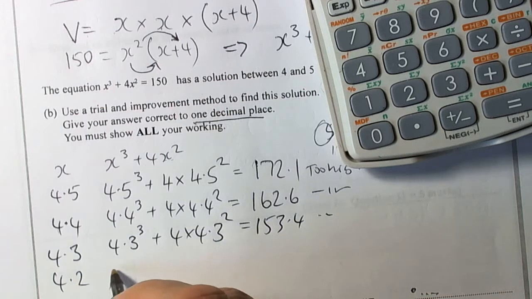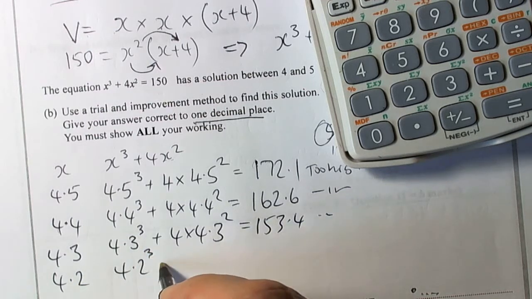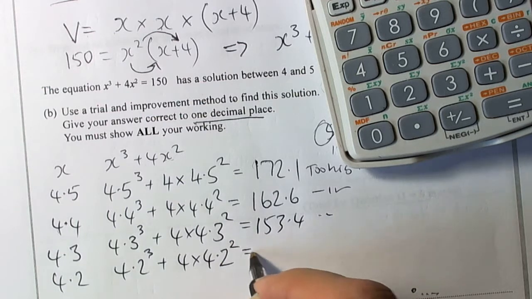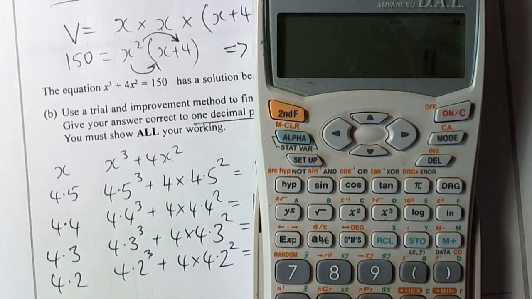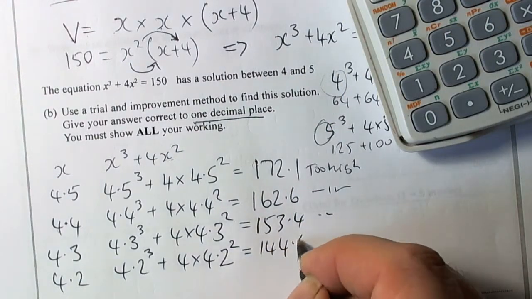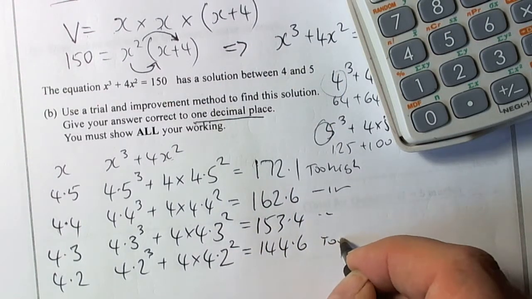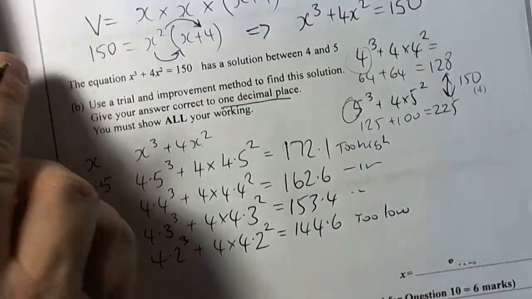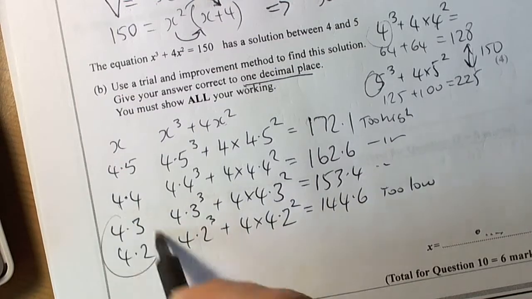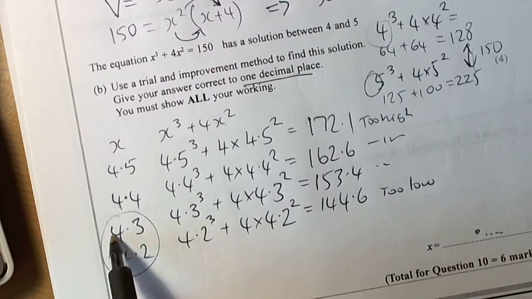So I suspect when we do 4.2, we're going to find it's too low. So 4.2 cubed plus 4 times 4.2 squared, so 144.6. Too low now. We're trying to get as close to 150 as we can. So we've got an answer here too low. So basically our answer could be either 4.2 or 4.3, but we need to make a choice.